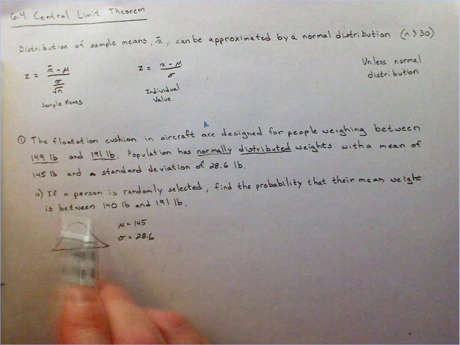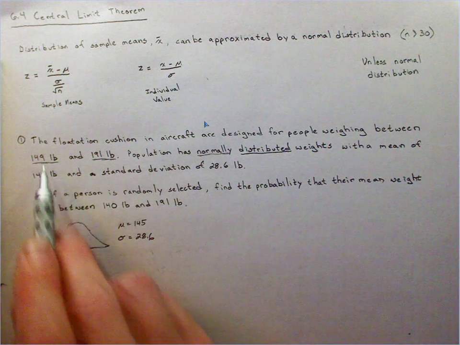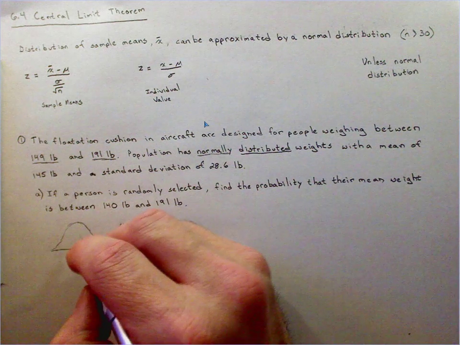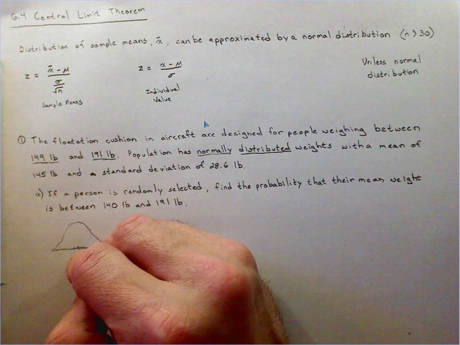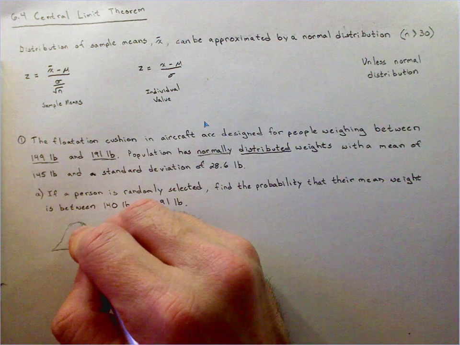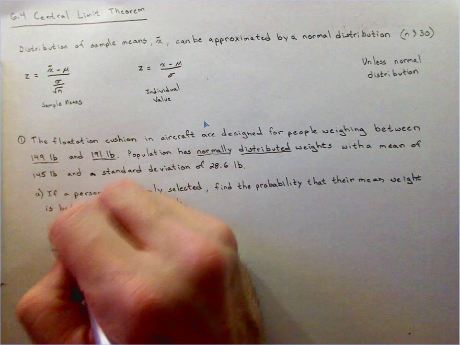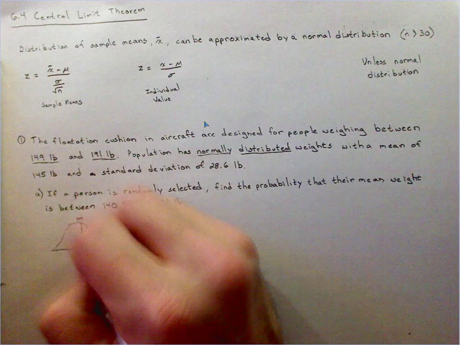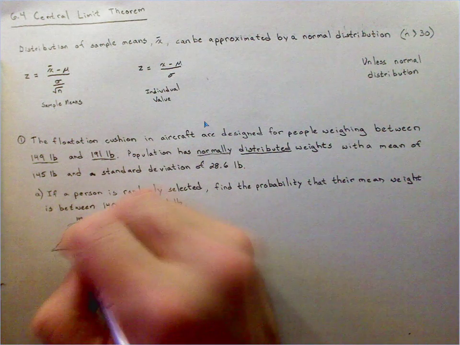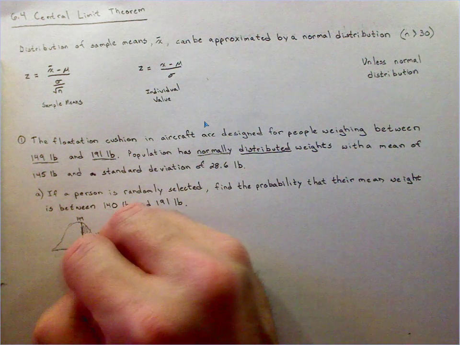Okay, and I'm looking at between 149 and 191. So I'm dealing with a range here. I'm dealing with something like this and this, and I'll write these up here. That's 149 and that's 191. So this is what I'm trying to find, something between here.